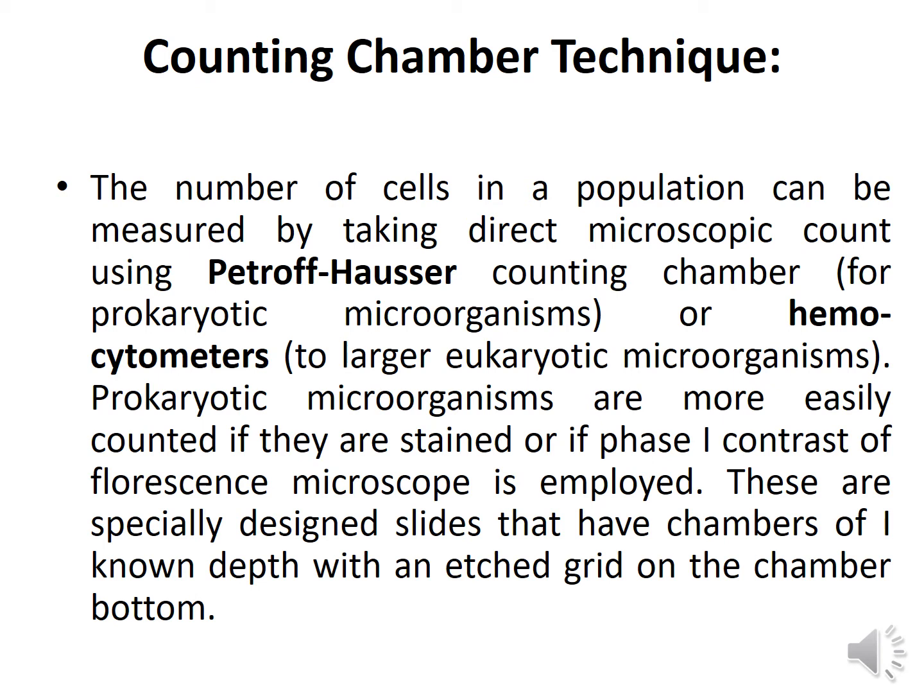Next one is counting chamber technique. In this, the number of cells in a population can be measured by taking a direct microscopic count using a Petroff-Hausser counting chamber for prokaryotic microorganisms or hemocytometers for larger eukaryotic microorganisms. Prokaryotic microorganisms are more easily counted if they are stained or if phase contrast or fluorescence microscope is employed, and these are specially designed slides that have chambers of known depth with an etched grid on the chamber bottom.